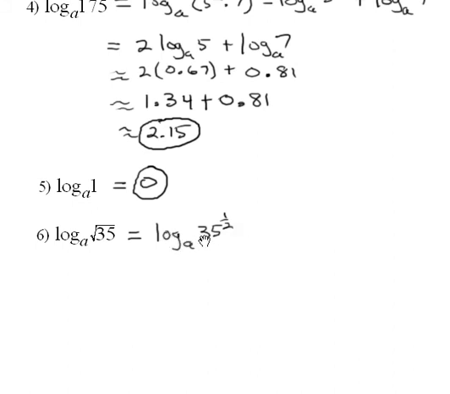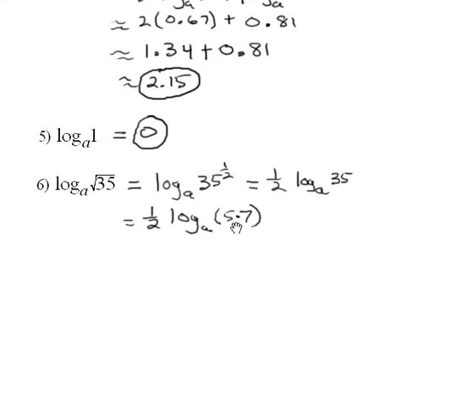Now, we've got the log of a number raised to a power. That becomes 1/2 times the log of 35, because logs turn exponents into multiplication. 35 can be written as 5 times 7, because we were given the log of 5 and the log of 7.